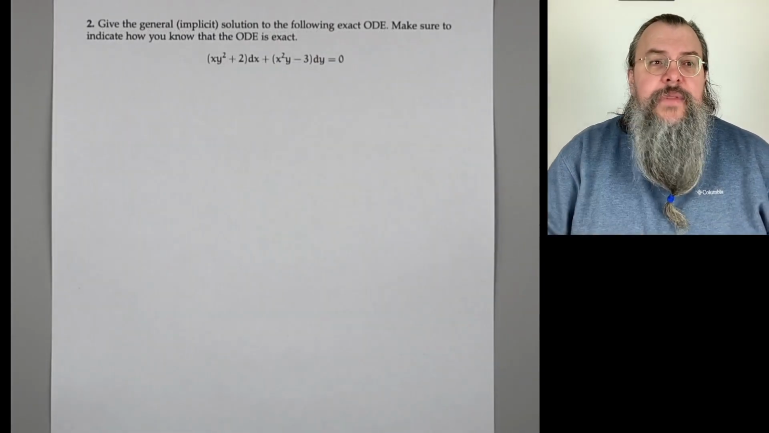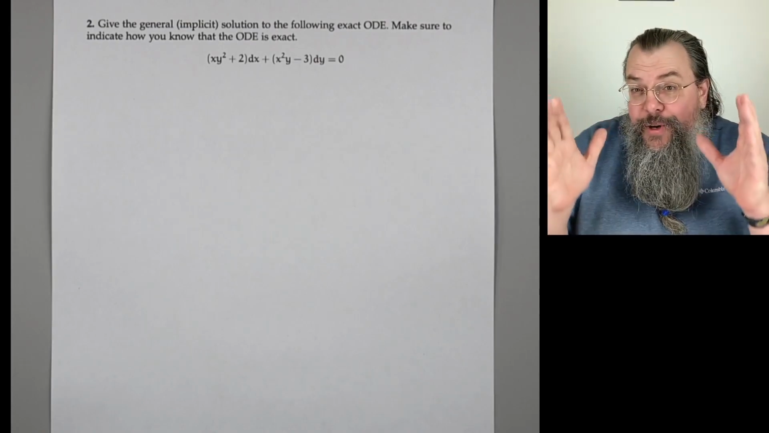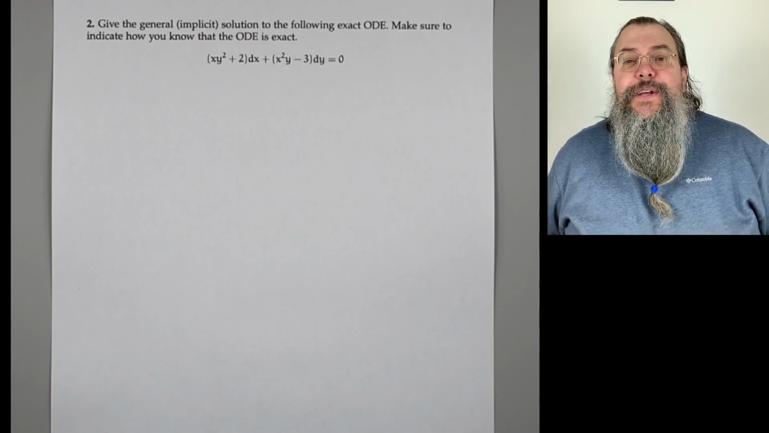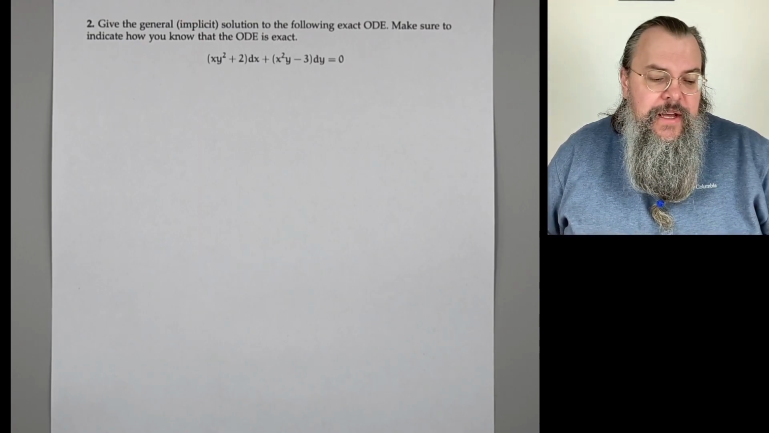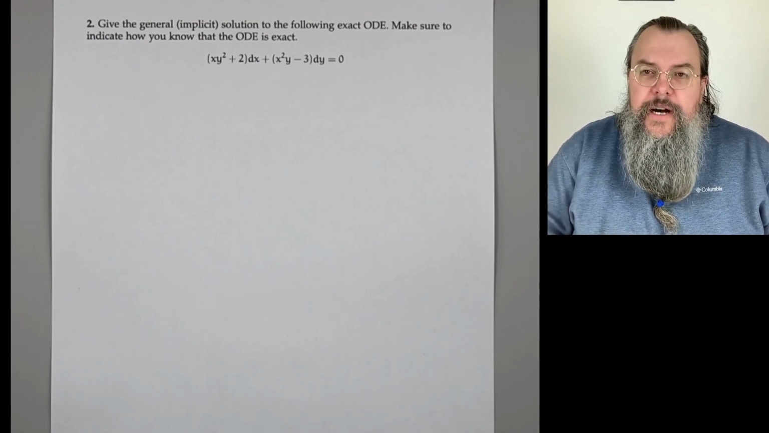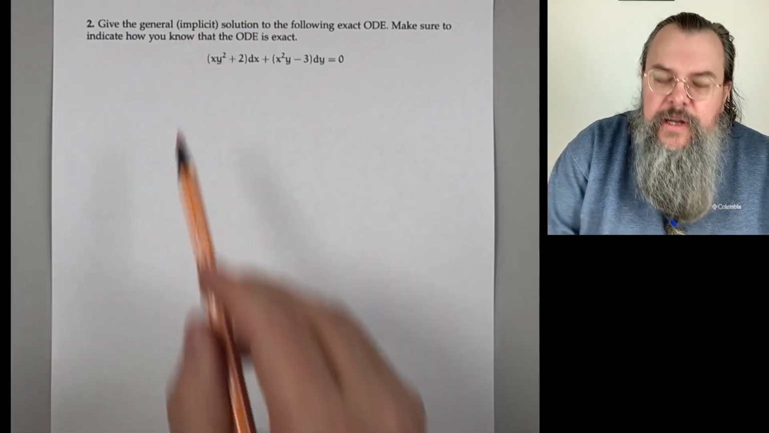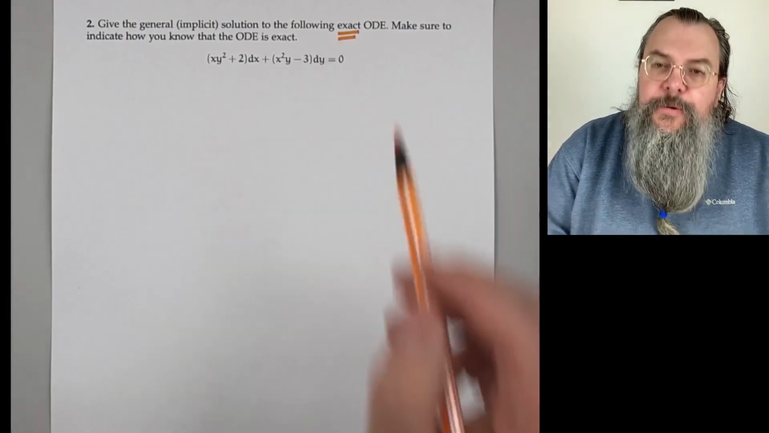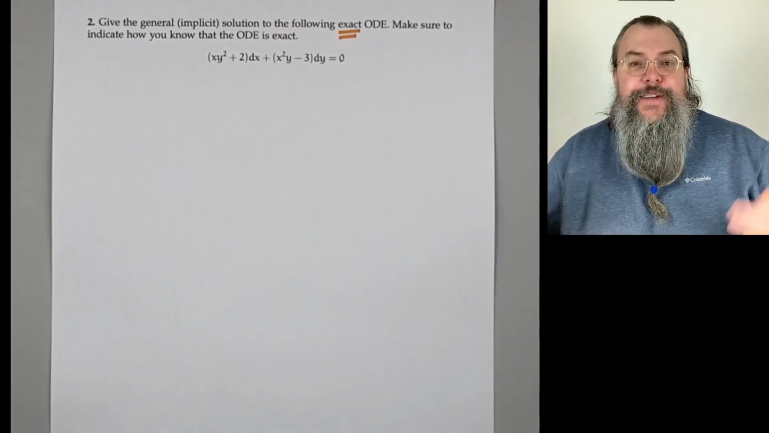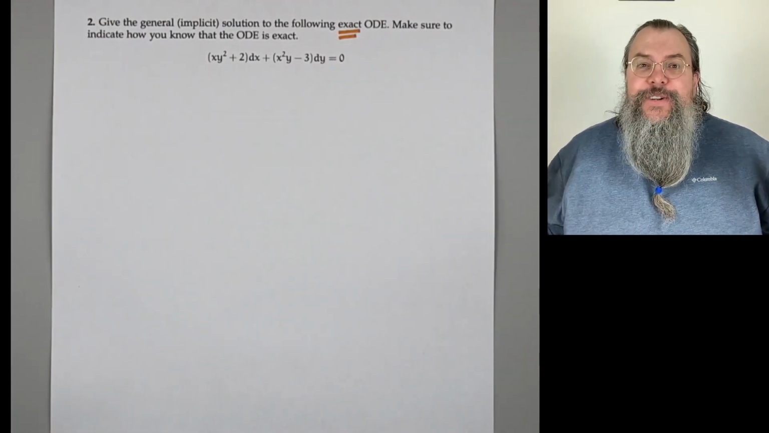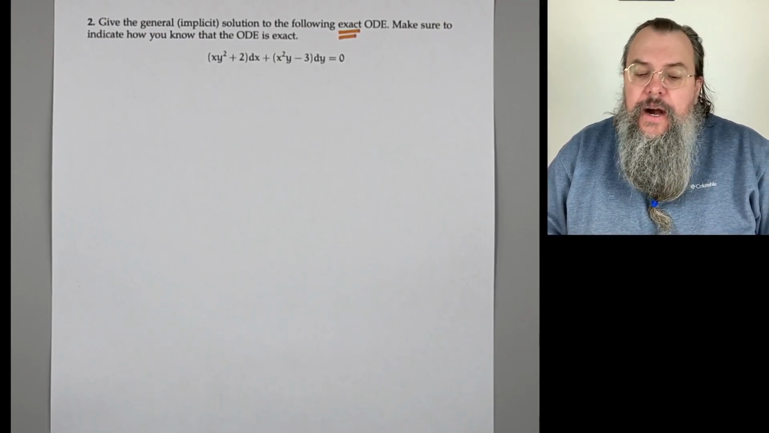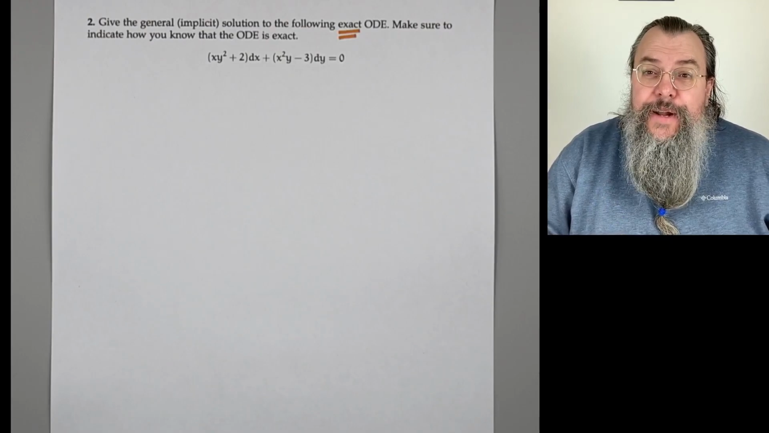Number 2. Give the general, parenthesis, implicit, solution to the following exact ODE. Now, you might say, aha, I see the word implicit. I'm probably thinking exact. I also see the word exact, which makes me think exact. So it's like, okay, wonderful. We know it's an exact ODE. And it says, make sure to indicate how you know the ODE is exact.